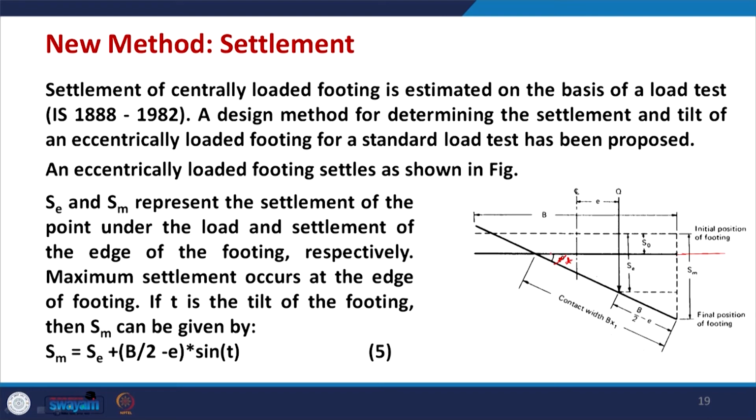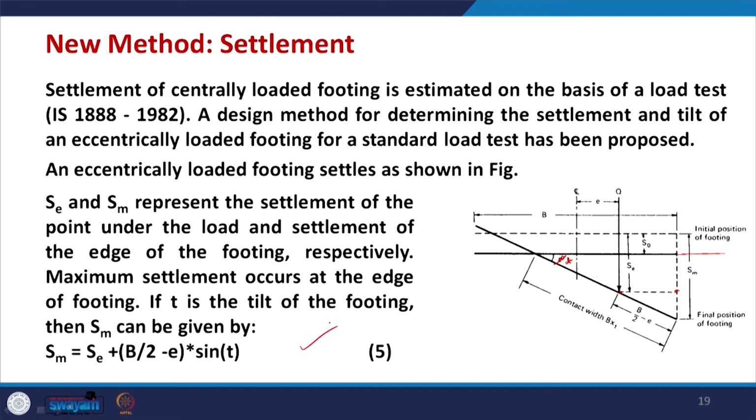Here there is a small assumption. It is assumed that the angle T is very small. As a result, this distance B by 2 minus E, from here to here, for a small angle, the diagonal as well as the base will be the same. So, that means sin T and tan T will be the same when the value of B by 2 minus E is small. So, for this small value, we can have this equation 5.